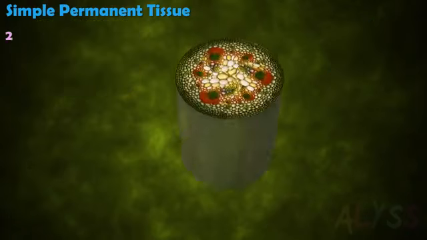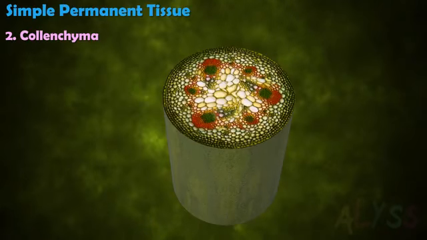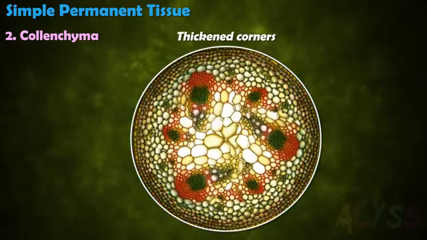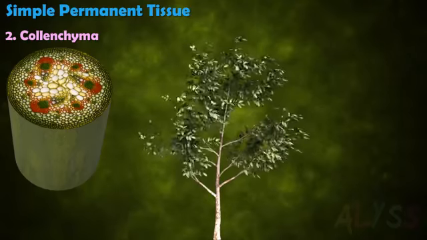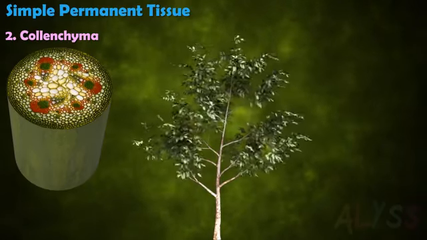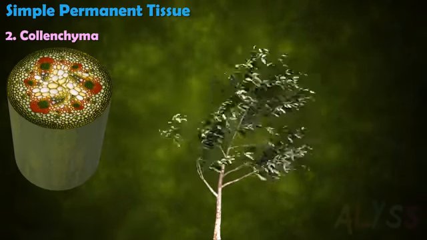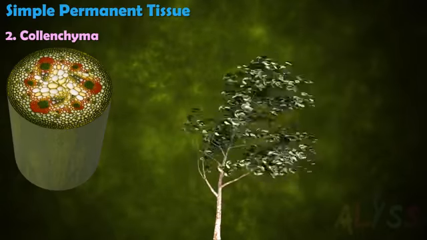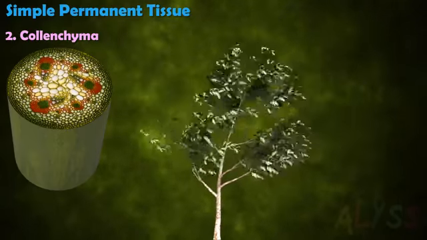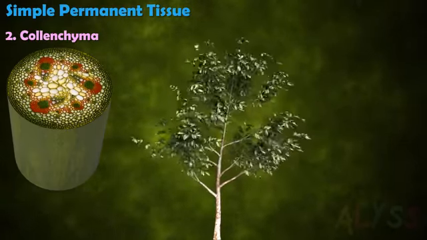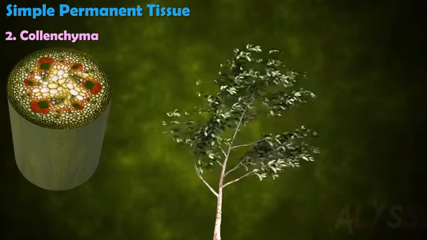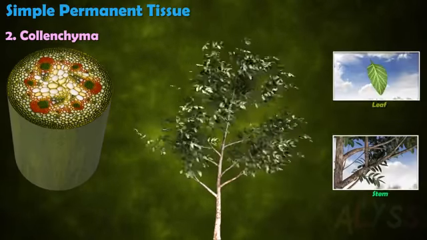Number 2. Collenchyma are polygonal cells with thickened corners. They provide flexibility to plants so that parts can bend without breaking. For instance, they are at petiole, leaf stalk, etc.